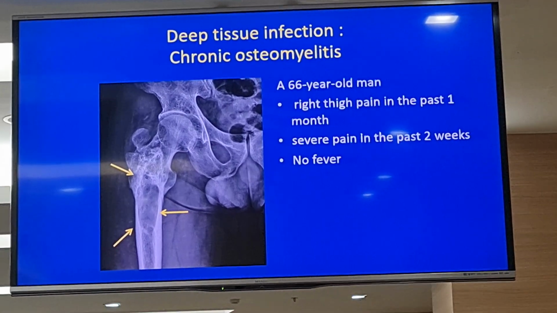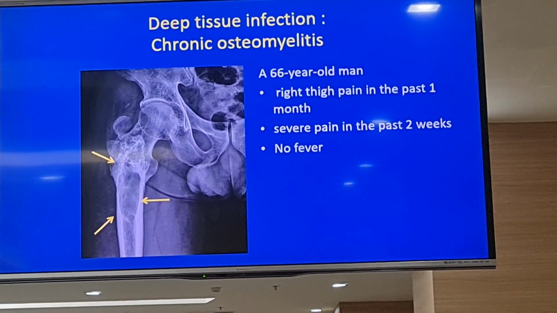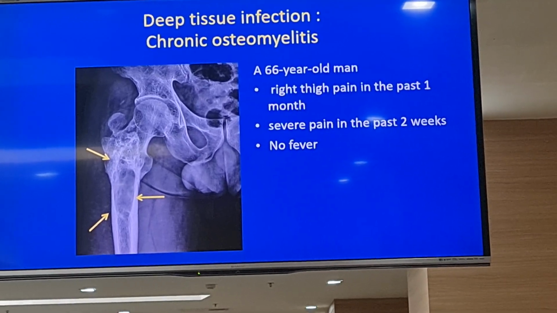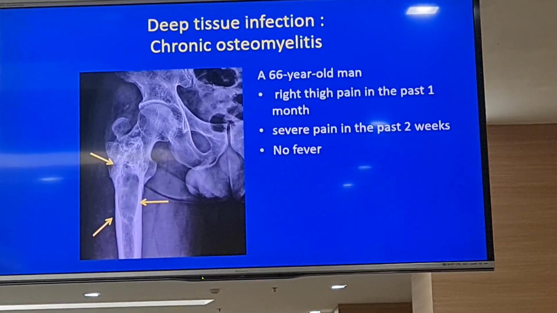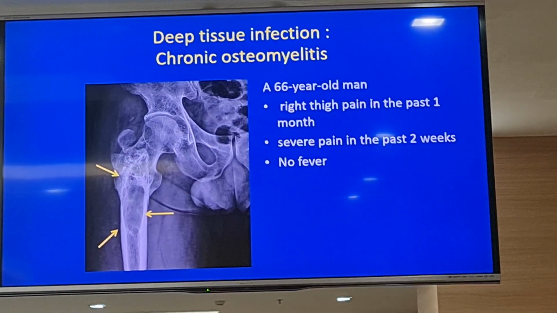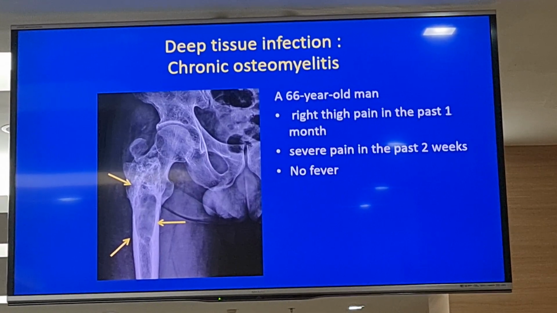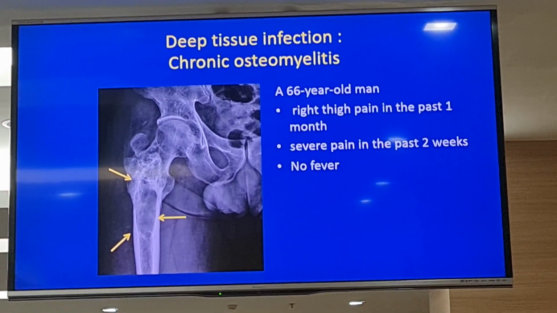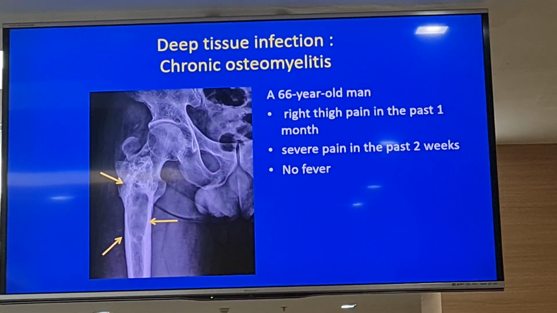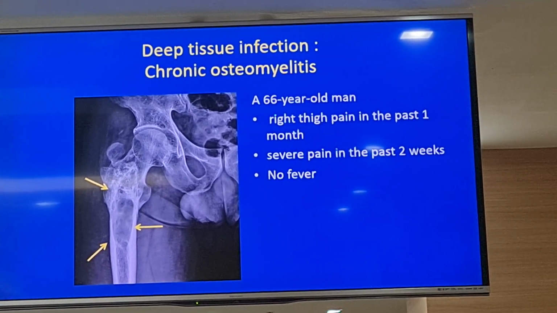Okay, another example to show you the patterns of infectious disease. This is a chronic osteomyelitis. This guy has had leg pain for the past 1 month and severe pain for the past 2 years. Radiographs show this area. Actually, for radiologists, you can tell that if you have a shell like this, that's sclerotic bone, that's reactive bone.